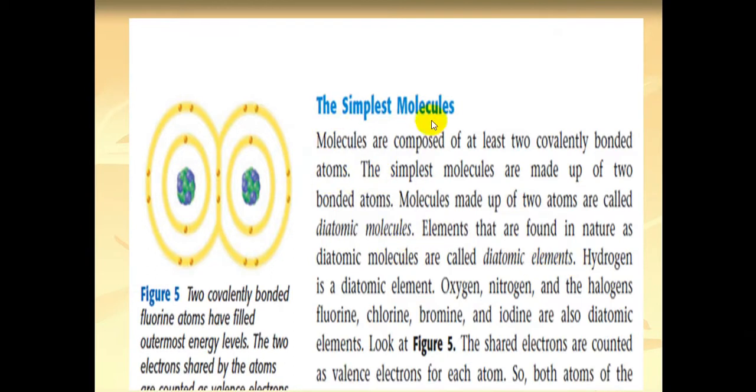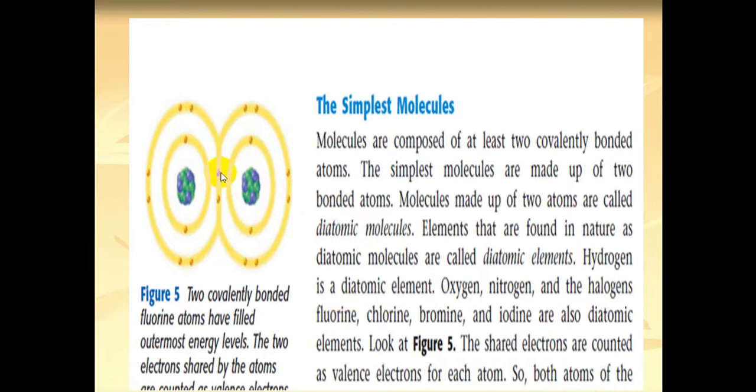For molecules formed from covalent bonds, we have two types, simple and complex. The simple molecules are like the diatomic molecules here. Di means two atoms together. So when two atoms join together and share the electrons in the middle, we call them a diatomic molecule, such as oxygen, nitrogen, and halogens.